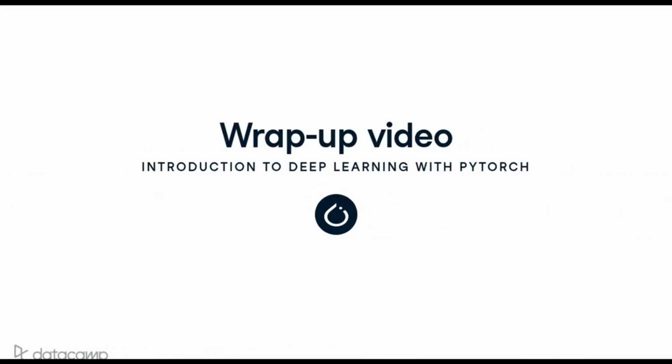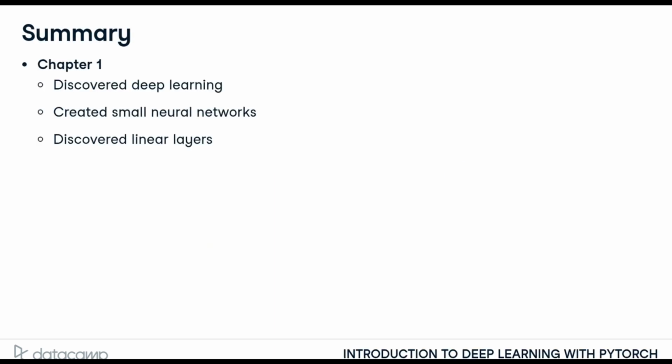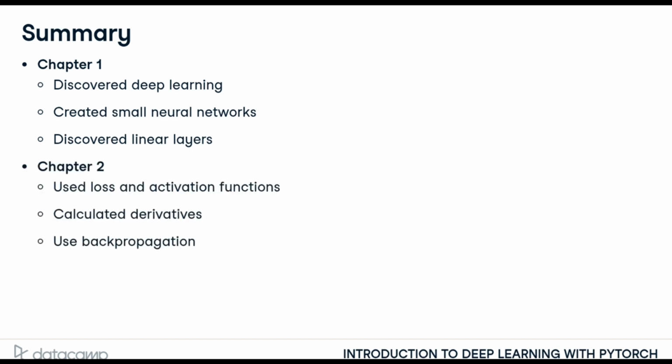This introduction to deep learning in PyTorch is coming to an end. You've learned so much, and I hope you've enjoyed this course. In the first chapter, you discovered deep learning, learned how to create neural networks, and learned all about linear layers. In the second chapter, you were introduced to more neural network components like activation functions and loss functions. You used PyTorch to calculate derivatives and used the backpropagation algorithm.